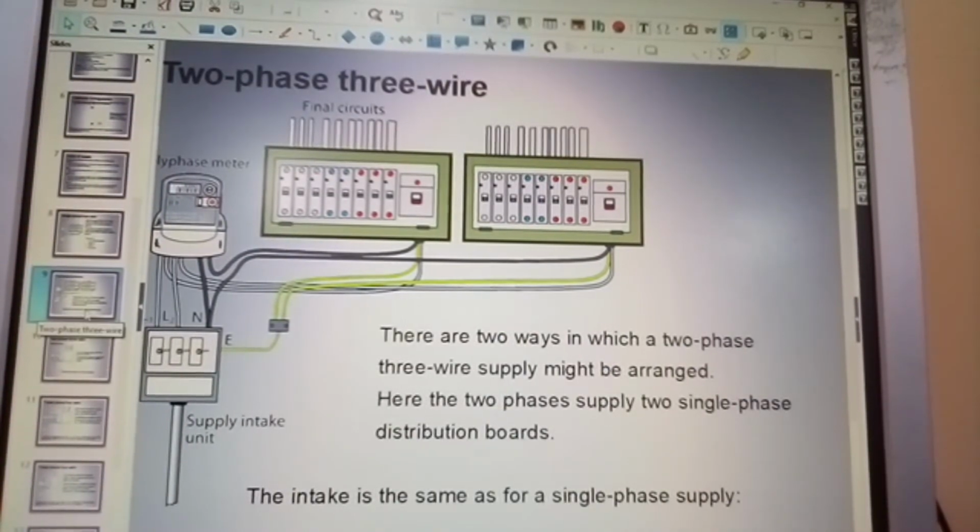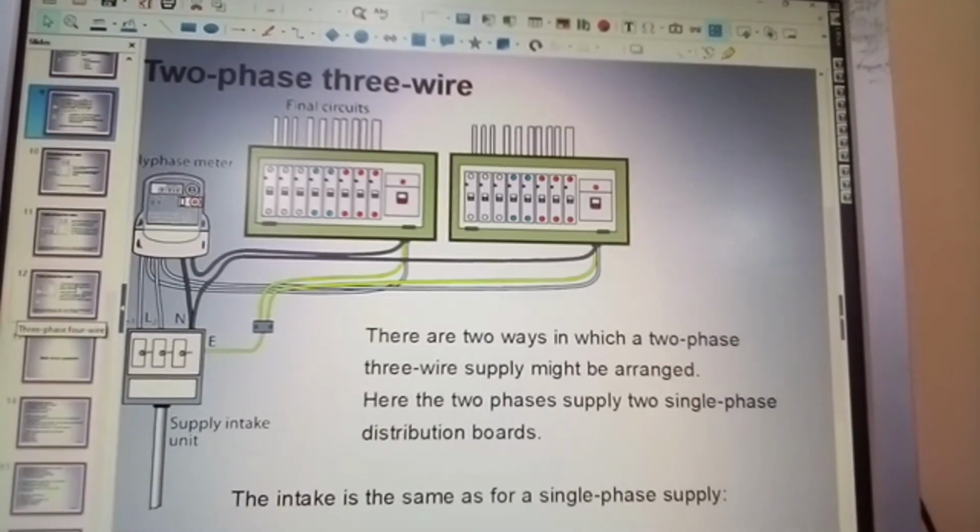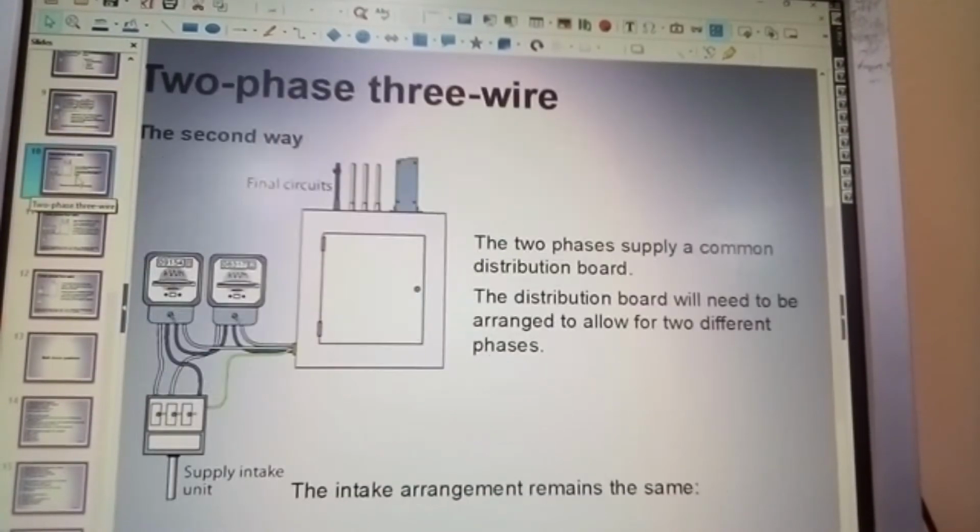I need to see if I can adjust the brightness on this somehow, but let's make sure we can get it all done.